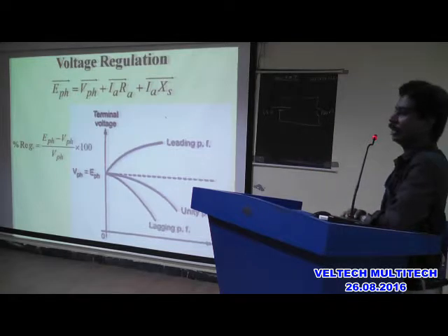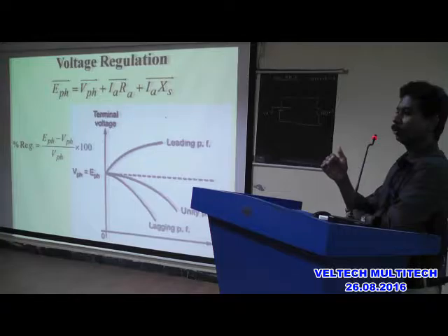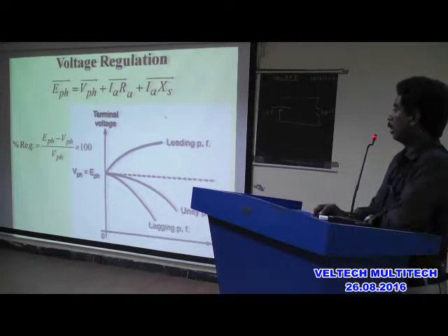Okay, so this is the voltage regulation I have already mentioned: the change in terminal voltage from no load to full load. Okay, so in ideal case, the terminal voltage is supposed to stay the same. From no load, this is the terminal voltage.